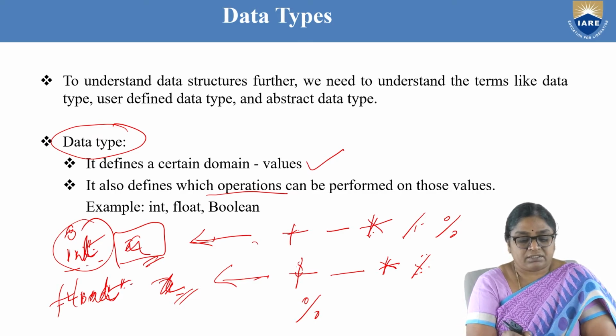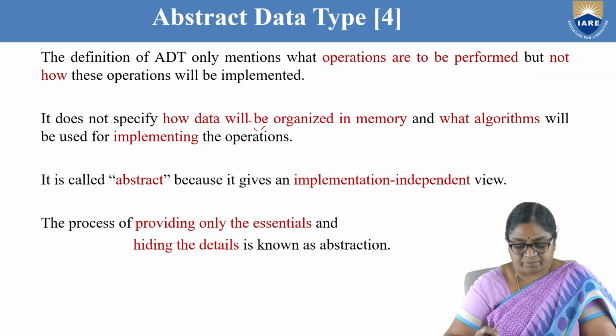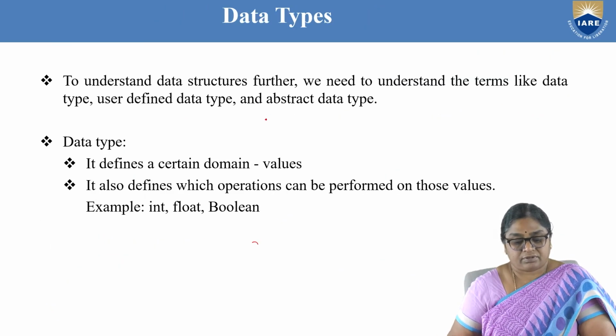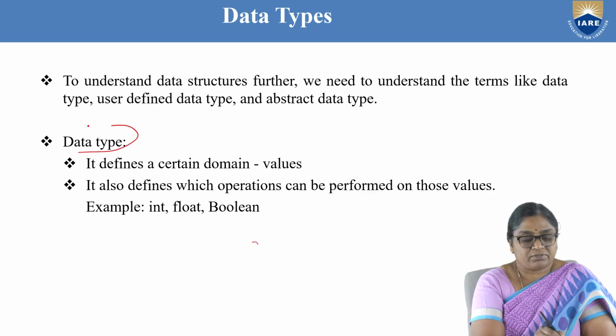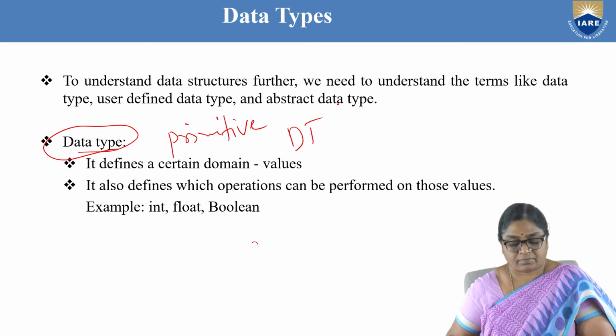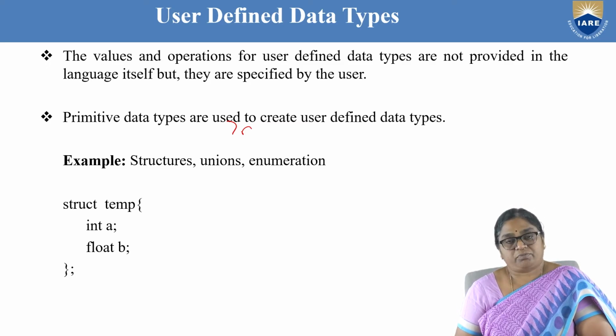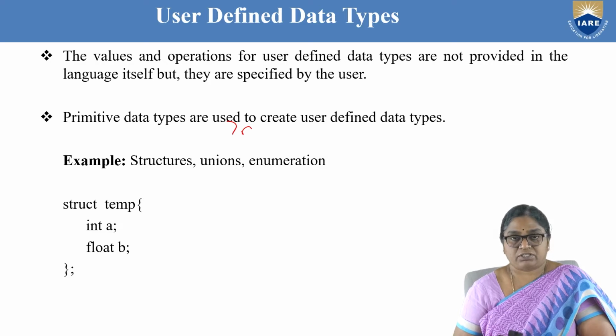So this data type is also known as primitive data type. So, next one is user-defined data type. In user-defined data types, the values and operations are not specified by the language. The user has to specify them. The user has to provide them.